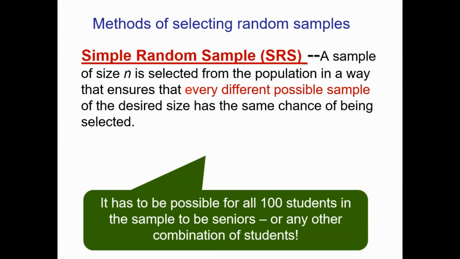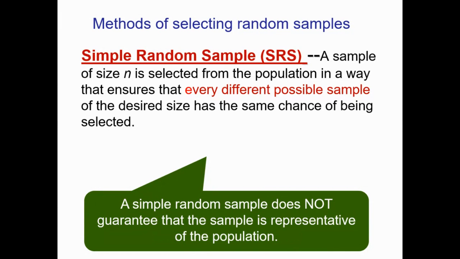It's possible for all 100 students in the sample to be seniors. And those of y'all that aren't seniors, you probably don't want the seniors speaking on your behalf. If we're juniors, we have our own opinion. They just think they're the king of the school. And then the seniors are sitting there, thinking, we know we're the kings. A simple random sample does not guarantee the sample is representative of the population. I mean, the freshmen probably would not agree with what the seniors said. And vice versa, the seniors probably wouldn't agree with what the freshmen said if the freshmen all got picked.